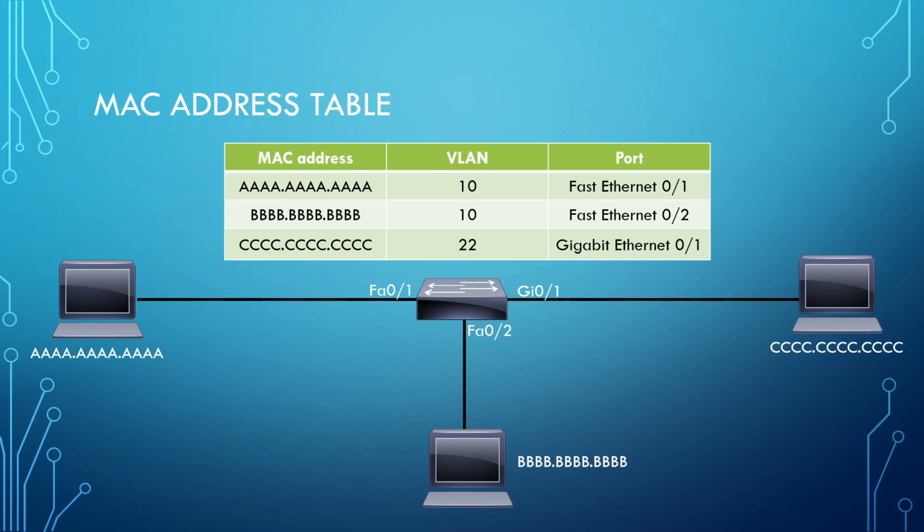Now, let's have a conceptual look at what the MAC address table allows us to do. The MAC address table is essentially going to hold this information. It will hold the MAC address, the VLAN that the MAC address belongs to, and the port that the switch can use to reach that MAC address.